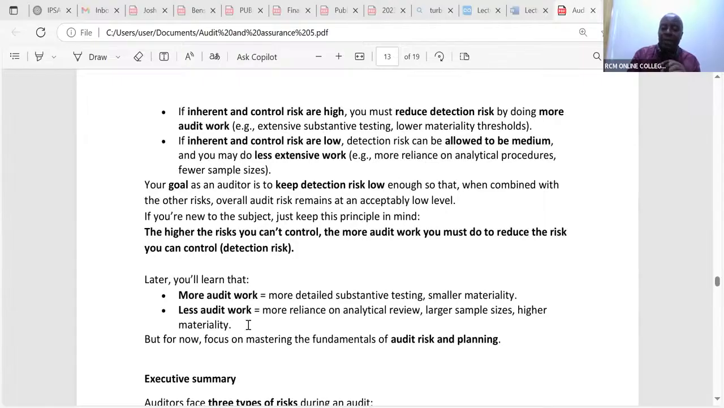Now, ladies and gentlemen, please listen to me very well. Materiality is a point of significance. It's a threshold. So if I want to do a lot of audit work, it means that I test more transactions, a bigger number of transactions. How do I test a bigger number of transactions? By ensuring that this threshold is taken very, very low.